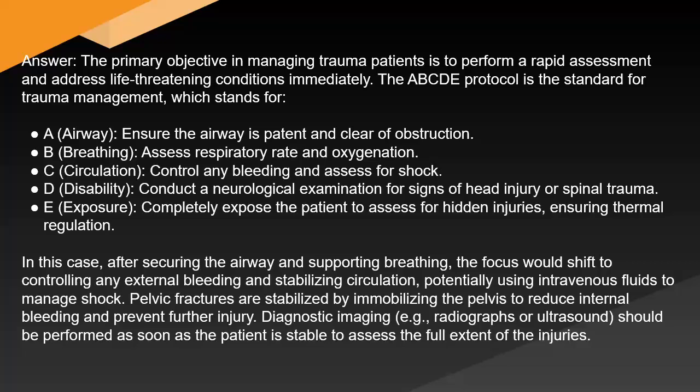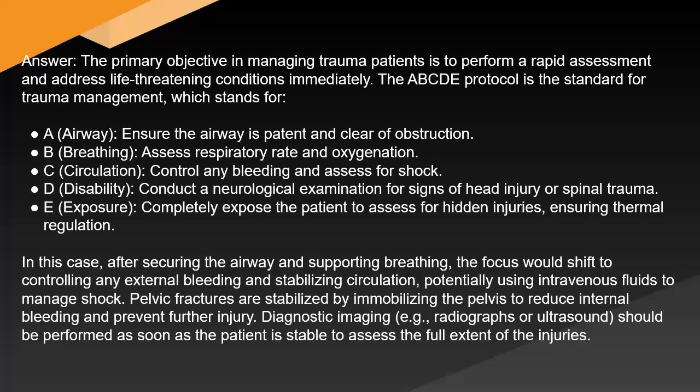C, Circulation. Control any bleeding and assess for shock. D, Disability. Conduct a neurological examination for signs of head injury or spinal trauma. E, Exposure. Completely expose the patient to assess for hidden injuries, ensuring thermal regulation. In this case, after securing the airway and supporting breathing, the focus would shift to controlling any external bleeding and stabilizing circulation, potentially using intravenous fluids to manage shock.